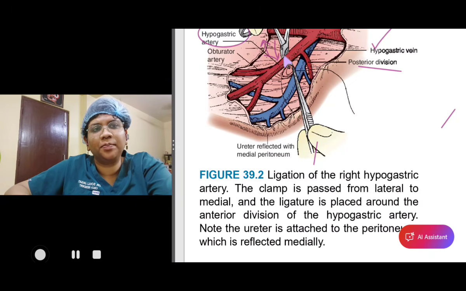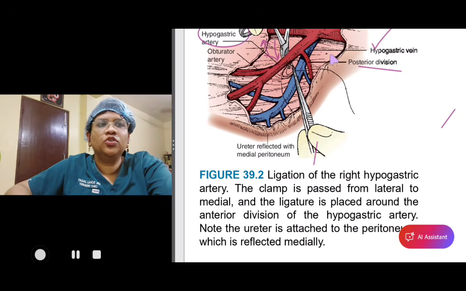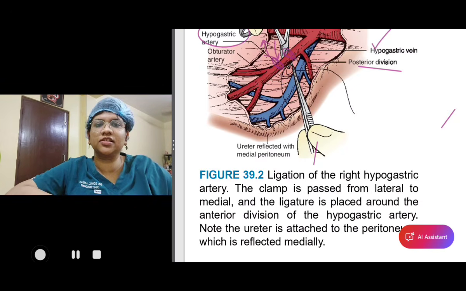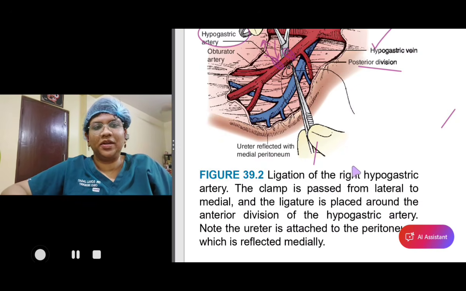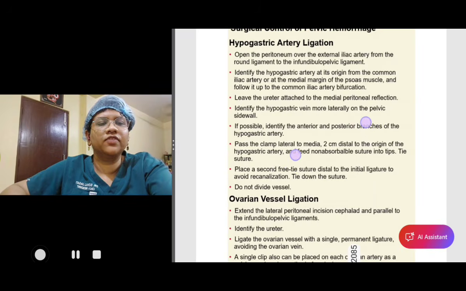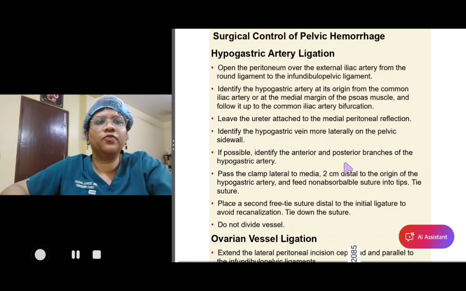After that, you're going to pass the right angle clamp below the hypogastric artery, and your assistant will give you the suture which you're going to hold, and then you're going to tie it. You're going to place one suture over here and one suture over here. So two places you're going to ligate and you're going to secure it. Remember, we do not divide the vessel, we are just ligating it on two places. So this is important.